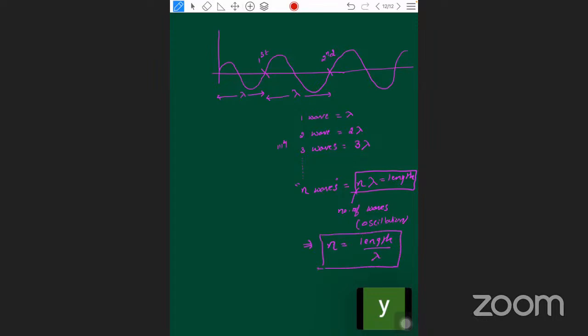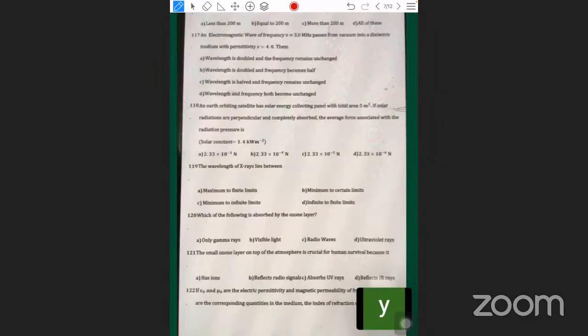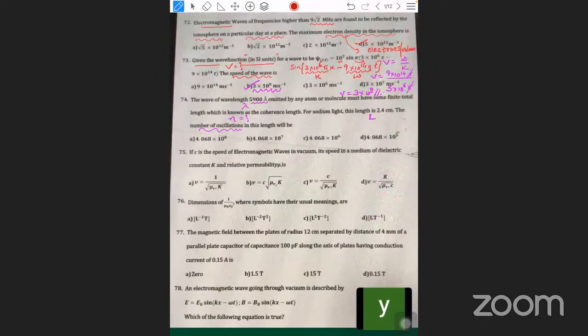So how to find out the number of oscillations or the number of waves, students? The number of oscillations or the number of waves is nothing but the length divided by the lambda. Now you can use that particular formula here to find the number of oscillations. Number of oscillations is nothing but the length divided by the lambda.